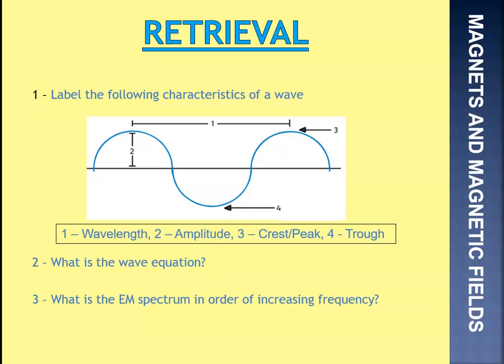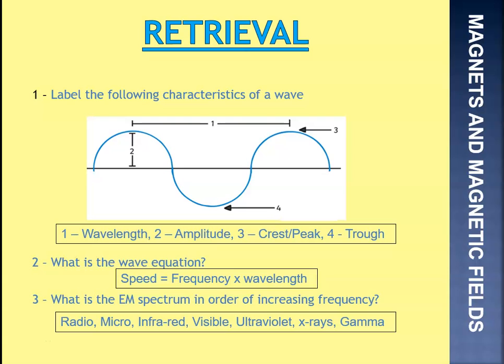Question 2, what is the wave equation? Well, that would be speed equals frequency times wavelength. And the last question, what is the electromagnetic spectrum in order of increasing frequency? So that's the wavelength getting smaller as you go along. It's in this order: radio, micro, infrared, visible, ultraviolet, X-rays, and gamma.